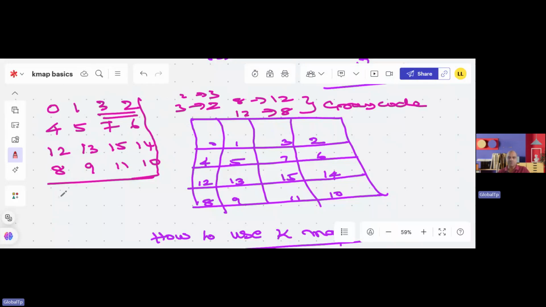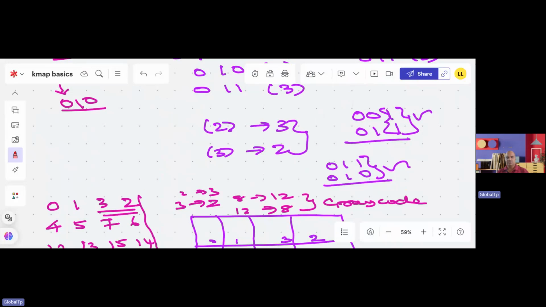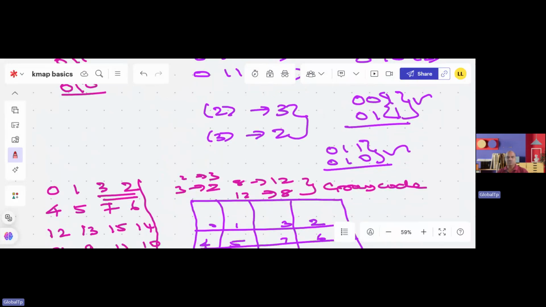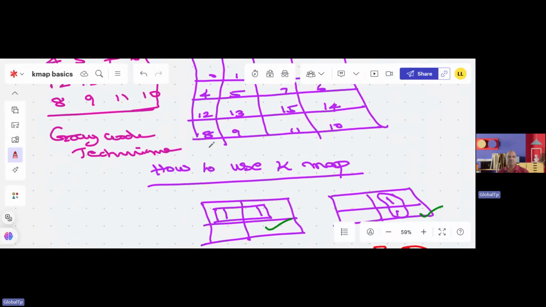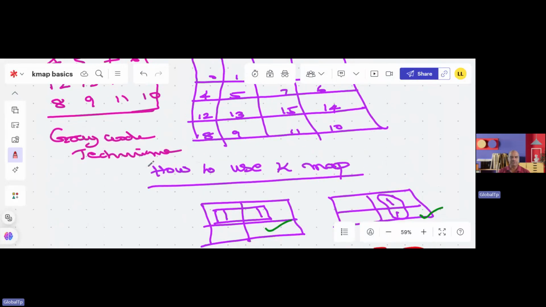That's why the Karnaugh map is also called the gray coding table, gray code table or gray code technique, whatever word you may use. This is the reason why we are changing the numbers from one cell to another. So if you check the entire Karnaugh map, you can see the operational condition and how it is working.